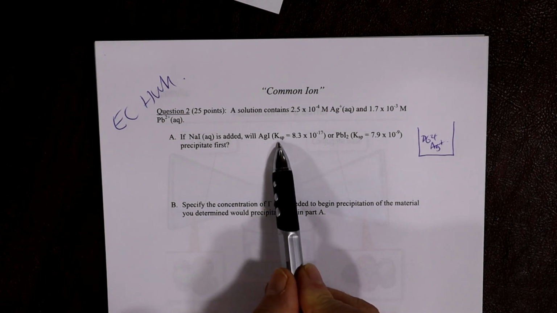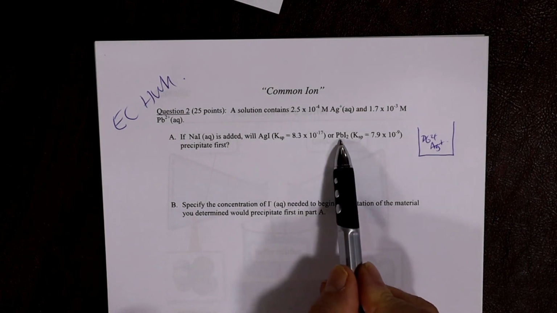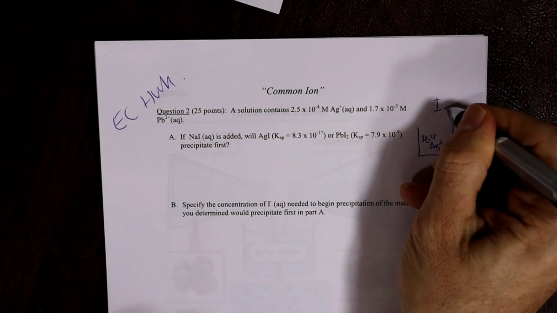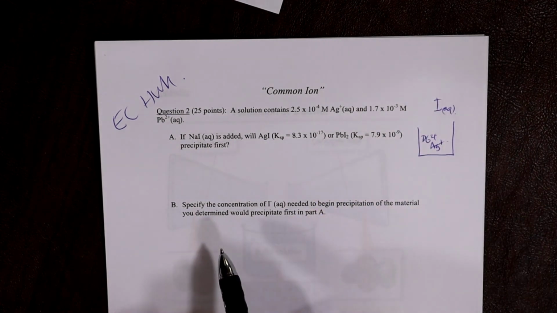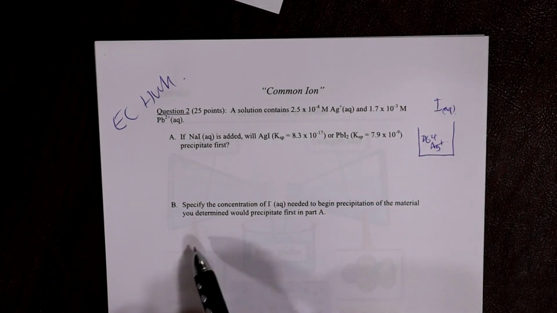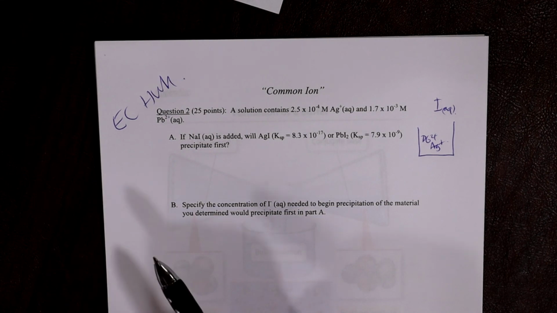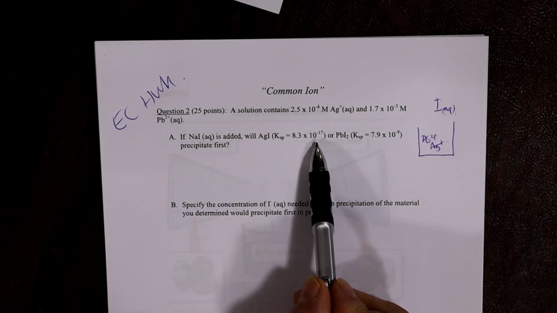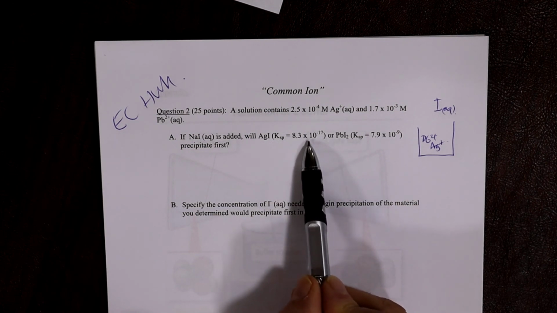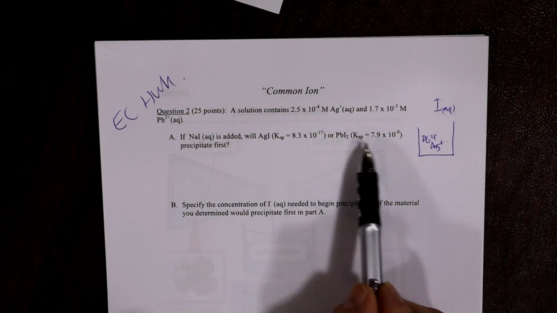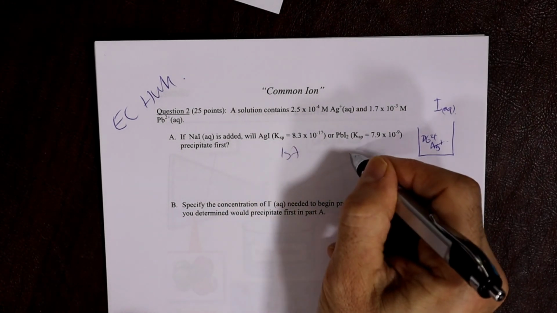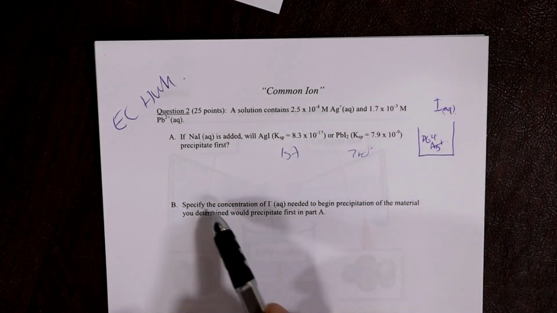AgI has a KSP of 10 to the minus 17, lead iodide 10 to the minus 9, right? So what you're gonna do, you're gonna drip in I minus aqueous, yeah? When the solubility product is reached, precipitation will happen. So what's gonna precipitate first? This one or this one? Well, obviously this one, right? Because to get to 10 to the minus 17, it's going to be a very small amount of I minus you add. You've got to add a lot more iodide to make this one precipitate. Okay, so this one will go first and this one will go second, okay?